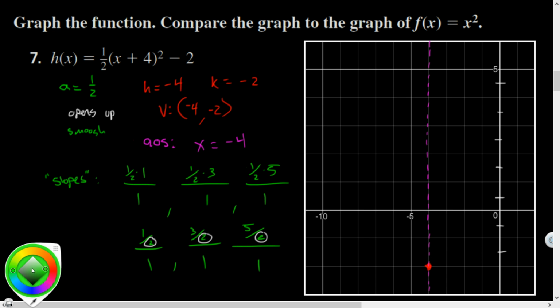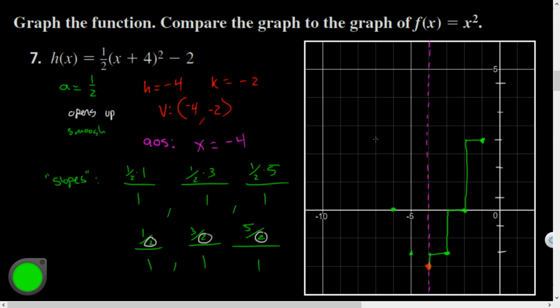All right, so I'm going to move up a half and over 1. And then up 3 halves and over 1. Then up 5 halves. Let's see, 1, 2, 3, 4, 5. There we go. And over 1. And then I can just mirror those values, right?